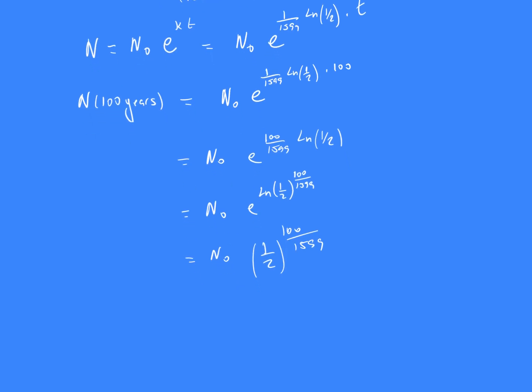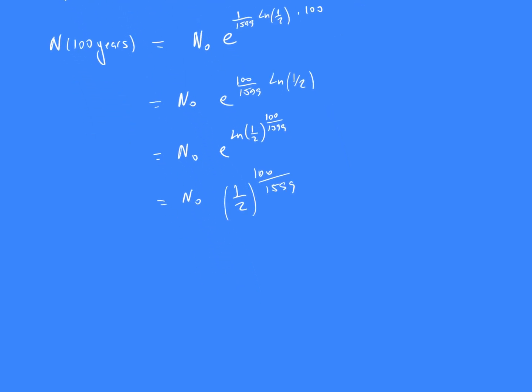And now, what is the percentage? The percentage is n divided by n0. And n divided by n0 is 1/2 raised to 100 divided by 1,599, or approximately 1/2 raised to the power of 100 divided by 1,599, which is 0.063953909, whatever.